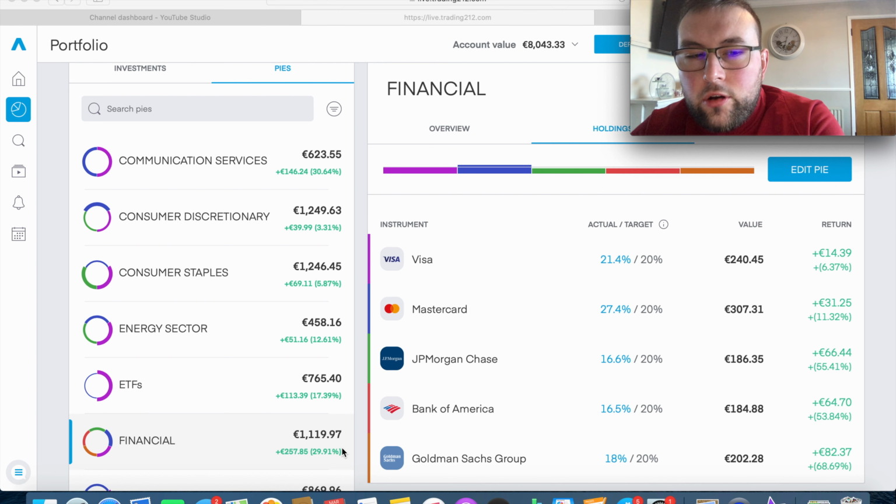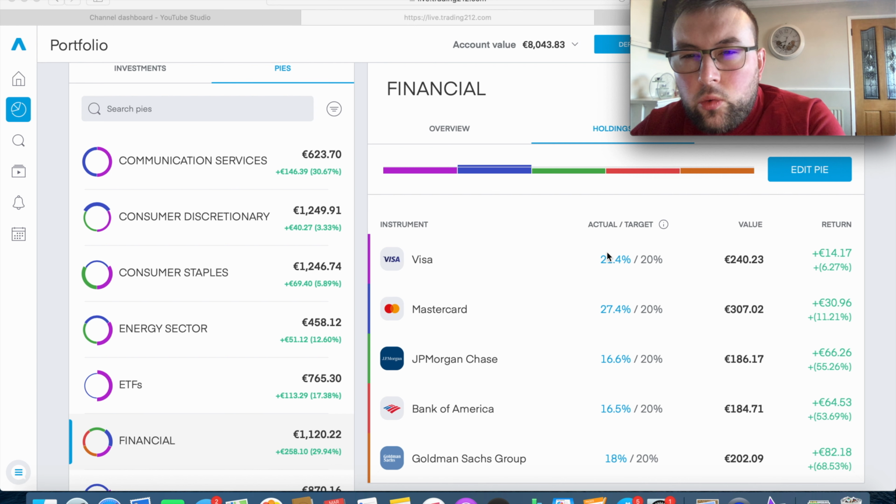We then have my financial sector, which I'm quite happy with the performance at the moment. We currently have about 1,100 or so euro invested and are up just under 30%. We can see down here the 5 stocks. Visa is up 6%, MasterCard is up 11.3%, JP Morgan Chase is up 55%, Bank of America is up 53.6%, and Goldman Sachs is currently up 68.5%. So I'm very happy with how this sector has been performing, and I do think we got in at quite a good time during the crash.